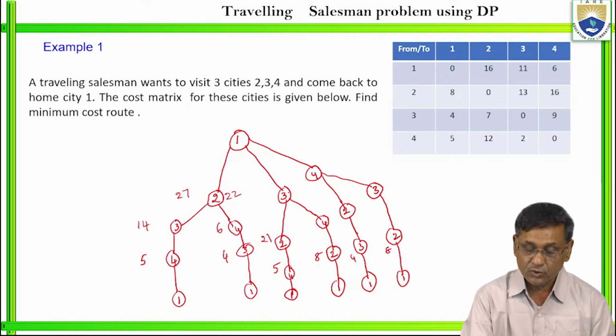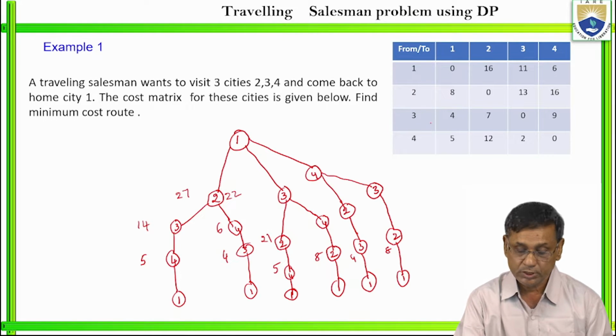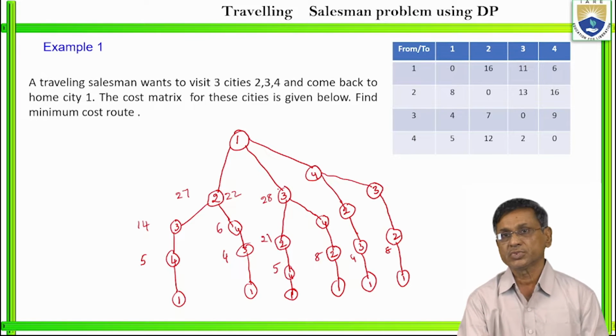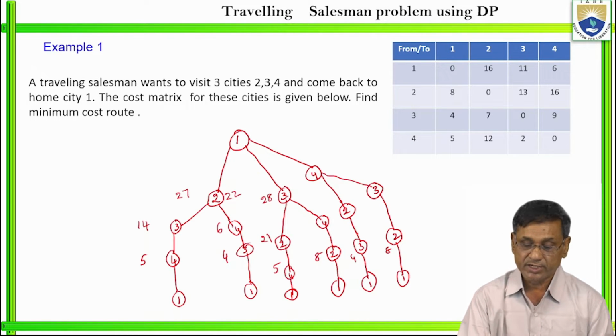Then, if the salesman goes from 3 to 2, 2 to 4, 4 to 1. In that case, what is this distance? 3 to 2 is 7, so that it is 28. So, the distance here is 28.